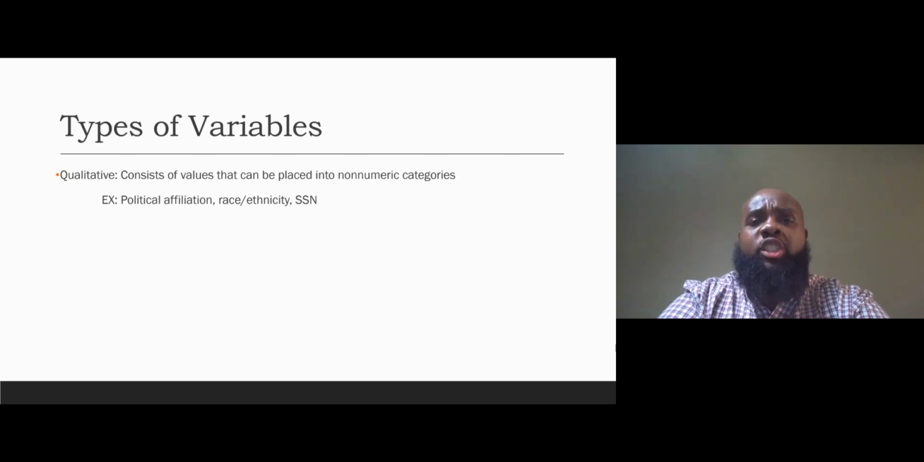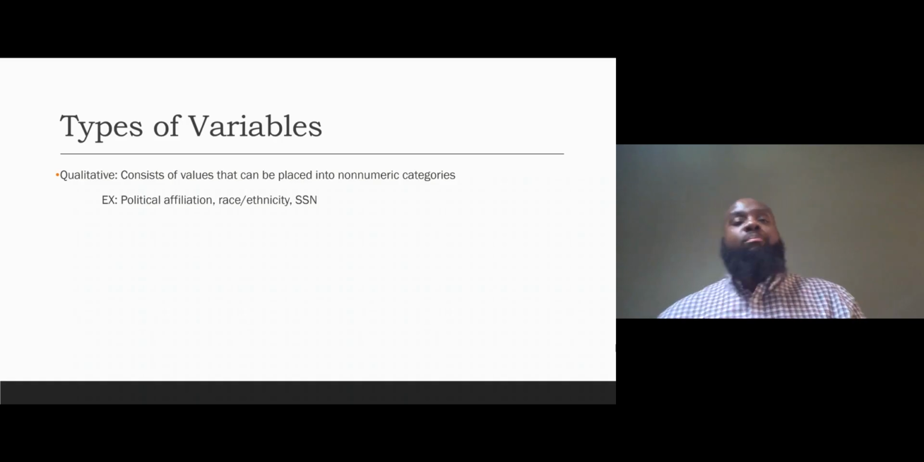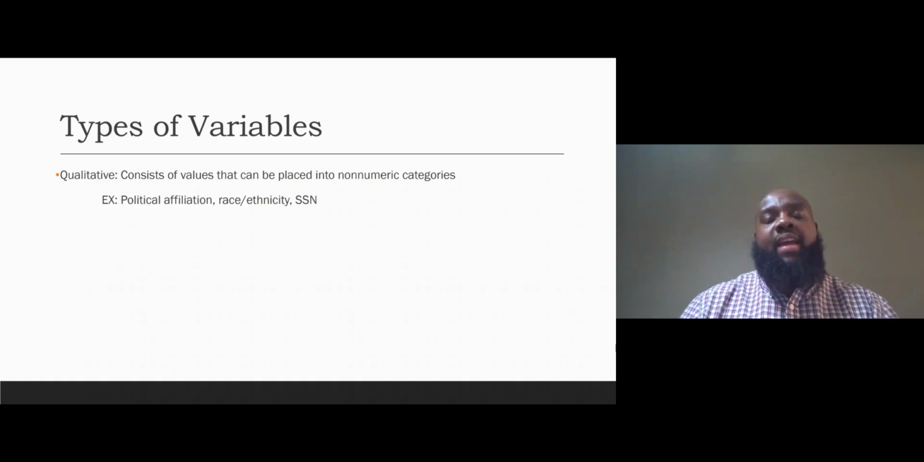And I wanted to include a qualitative variable that uses numbers, but the numbers don't have meaning in a numerical sense. And that is something like your social security number. We don't add social security numbers together and get anything meaningful, but we use it to identify a person. It is an identifying type of qualitative variable, but we can think of it as a qualitative variable.